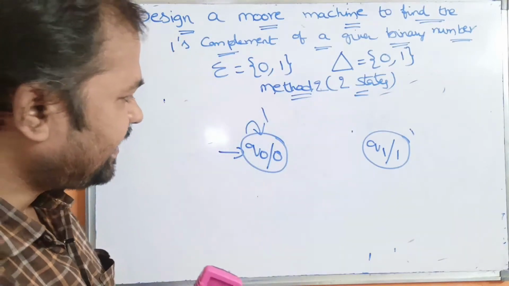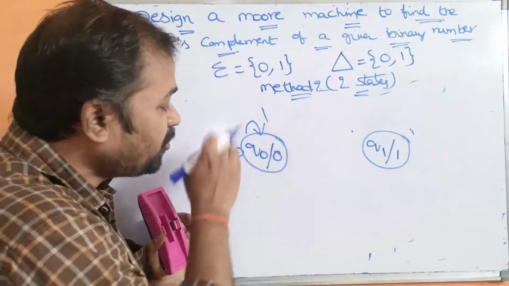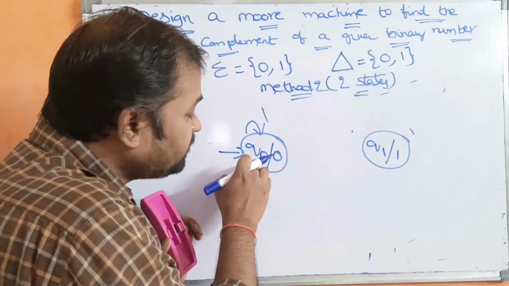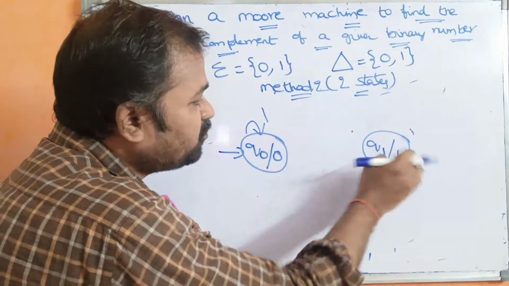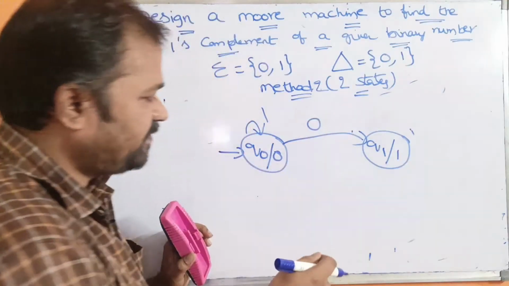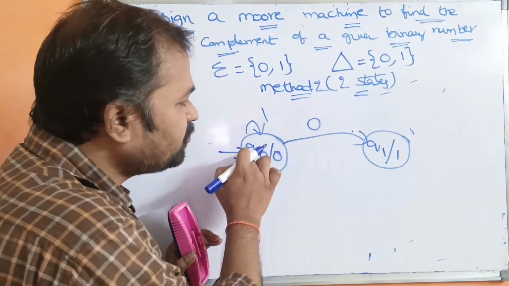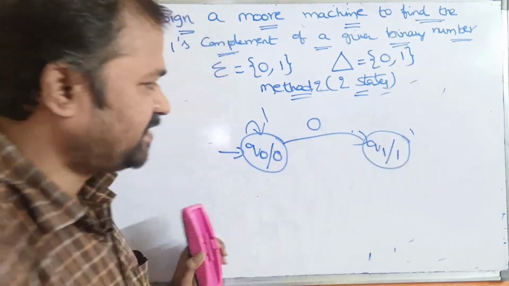Okay. Next, 1 is applied on Q0. Now we have to apply 0 on Q0. 0 on Q0 means we will go to Q1. Q1 output is 1. So this is 1's complement. 1's complement means 0 will be converted to 1. So 0 on Q0, we will go to Q1, output is 1.